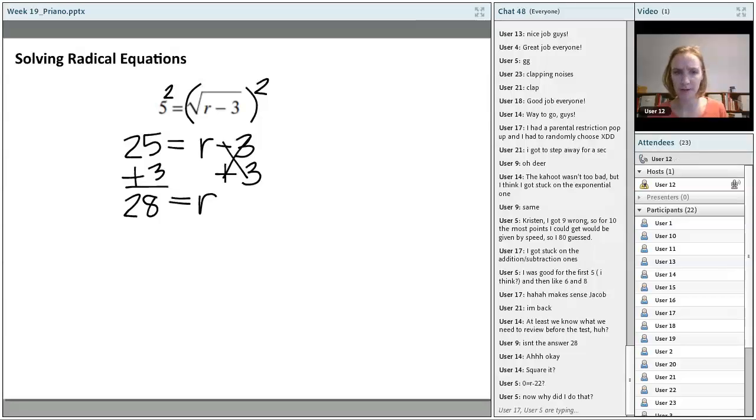Zero equals R minus 22. Did you subtract 5 or subtract 25?